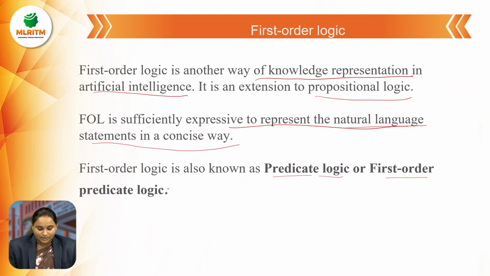In a sentence we have statements, and in a statement we have two parts: one is the subject and the other is the predicate. We are working with the predicate in that statement, and that's why it is called predicate logic or first order logic.